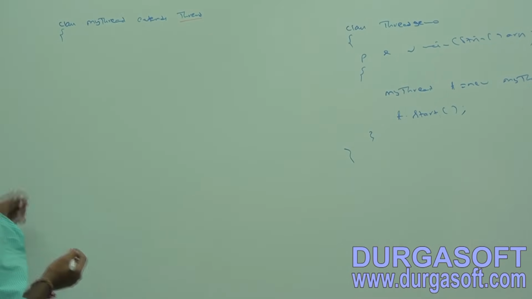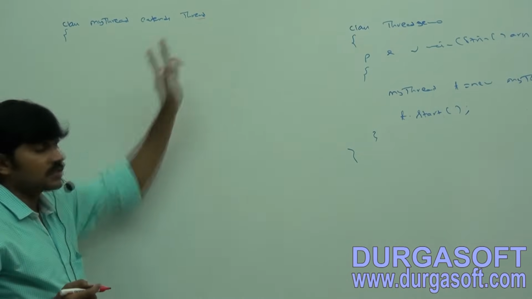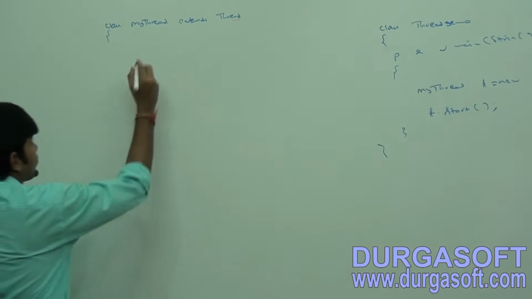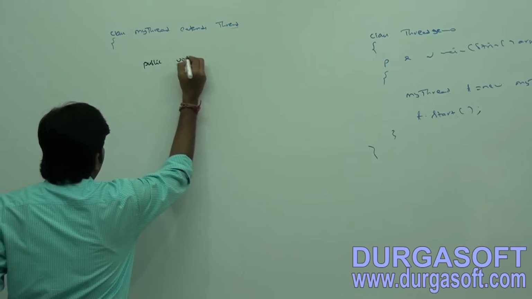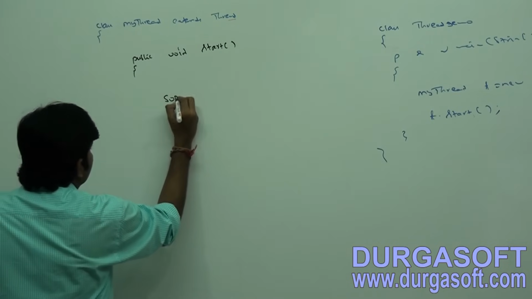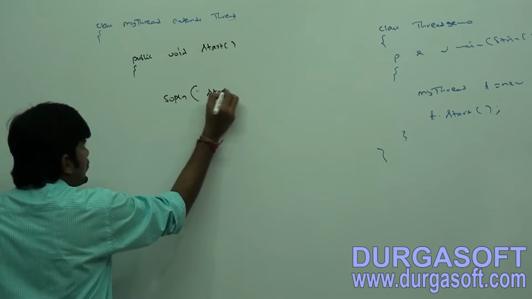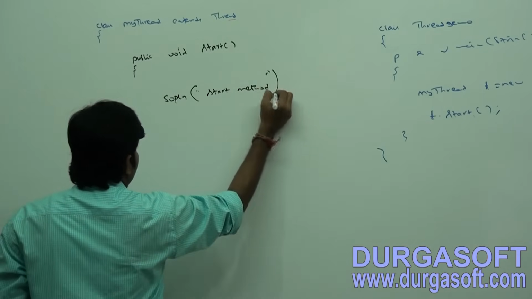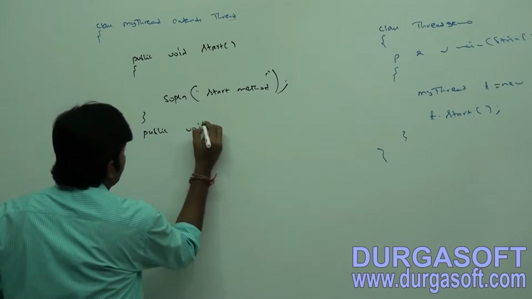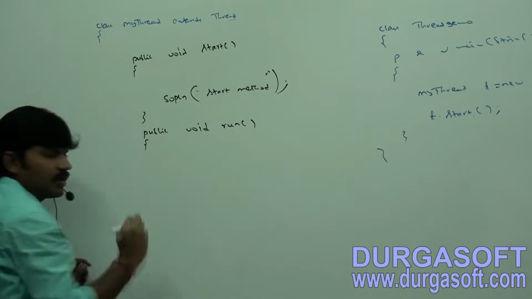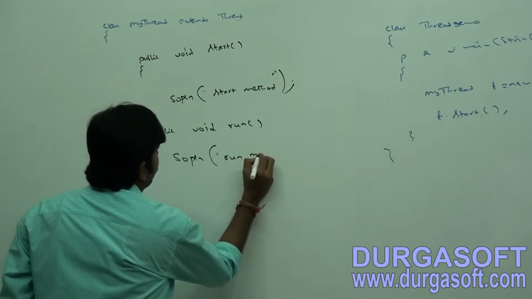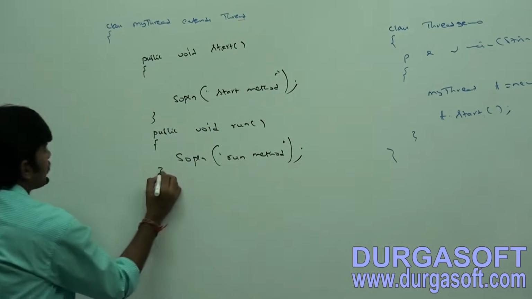Now observe. Class MyThread extends Thread. I want to override the start method, so the start method I am also defining. Public void start, with System.out.println of "start method". Next, public void run, with System.out.println of "run method".